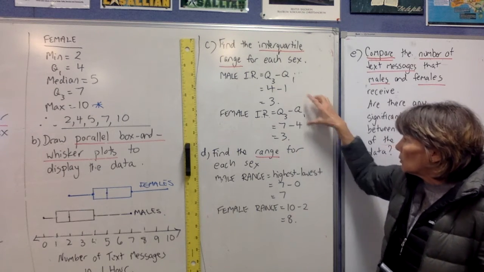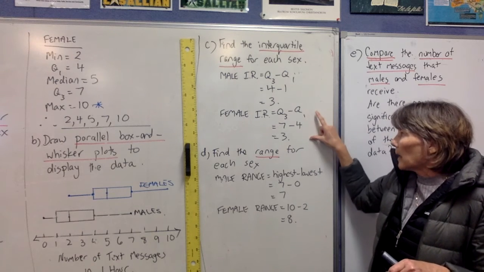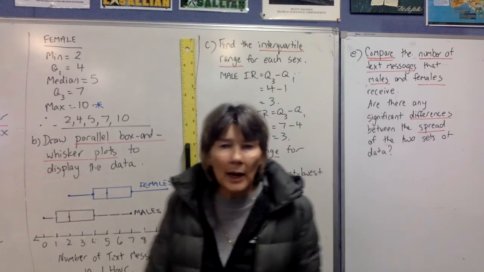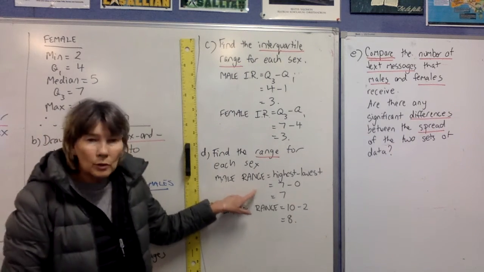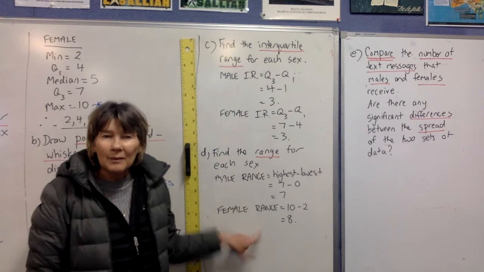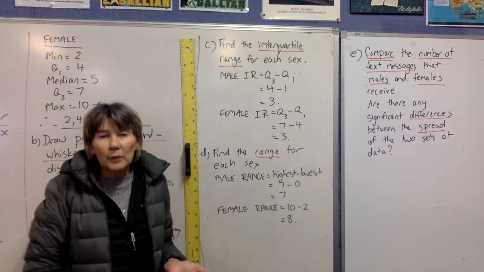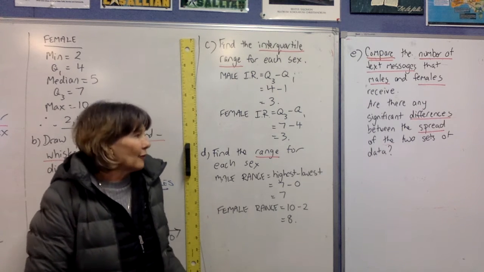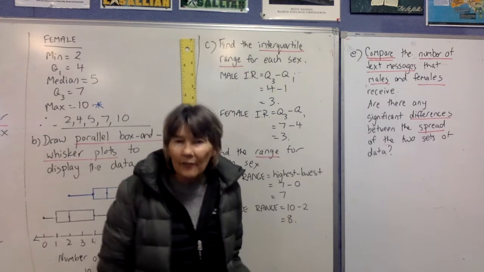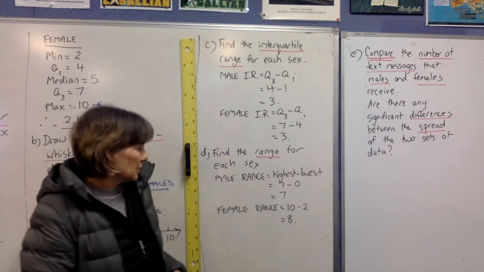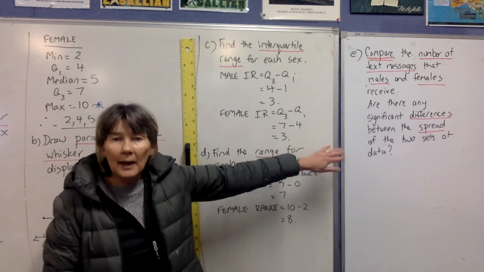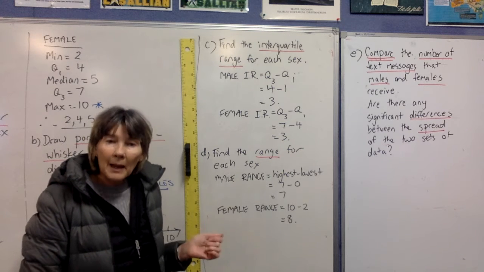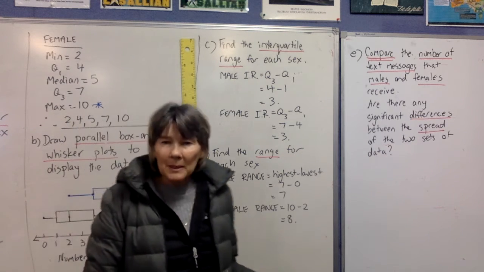Now, if you have a look at the interquartile range, it's 3 for males and 3 for females. There's no difference. It's the same, okay? And in the range, the males' range was 7 and the females' range was 8. Well, that's only one difference, so it's not really worth commenting too much about. We can make some sort of a comment, but it's not a significant difference. And the question says, are there any significant differences? That means major differences. So really, when we get to that part of the question, there's not much difference at all in the spread of the scores between the males and the females. But there must be some difference.